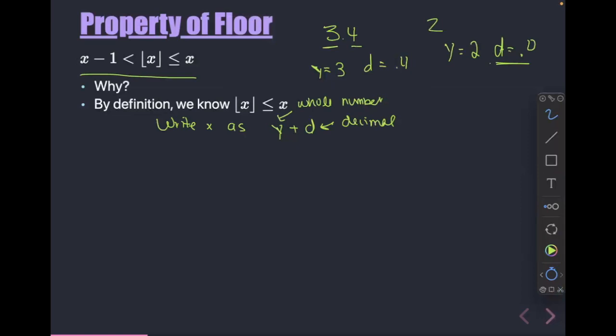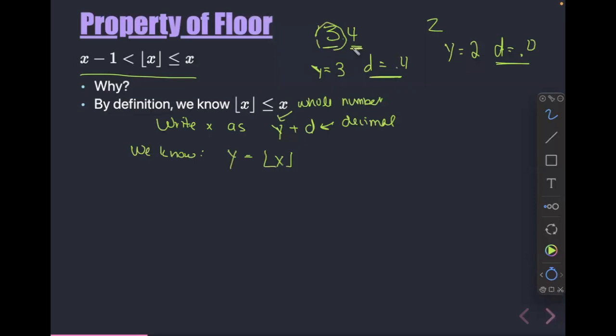There are a few things we know if we're using this kind of representation. Now that we're using this representation, y is essentially just the floor of x. We know this just by the definition: y is equal to the floor of x, because y is the whole number part that we're rounding down to. And then we also know that this decimal part is always going to be a decimal.